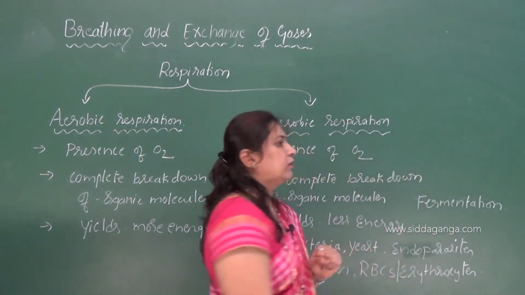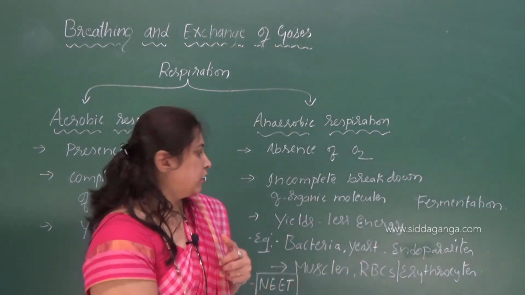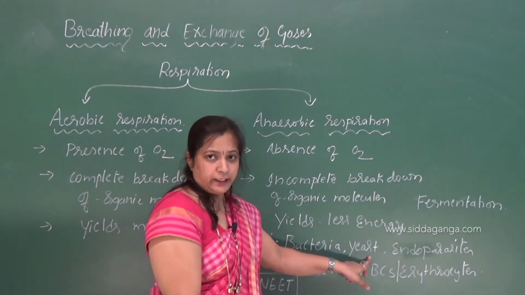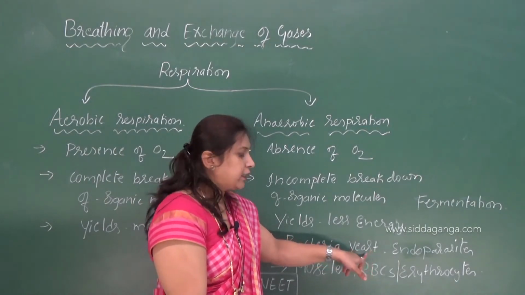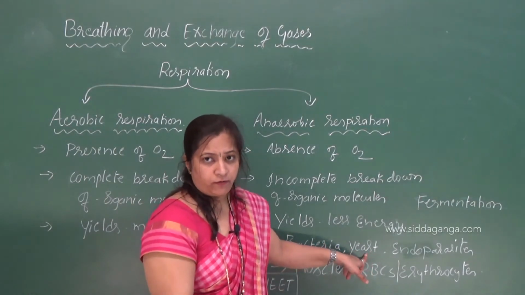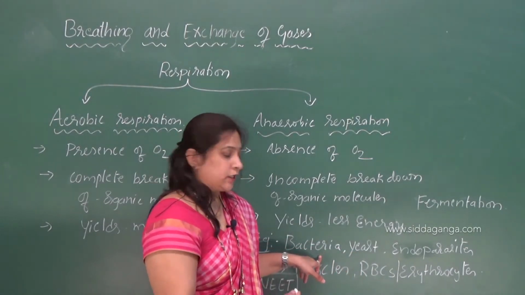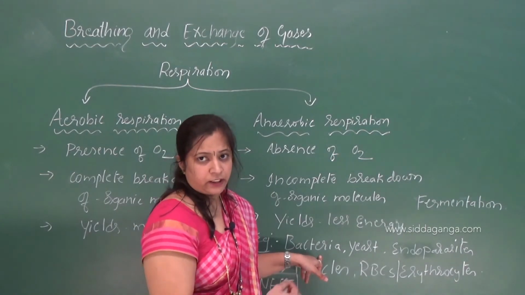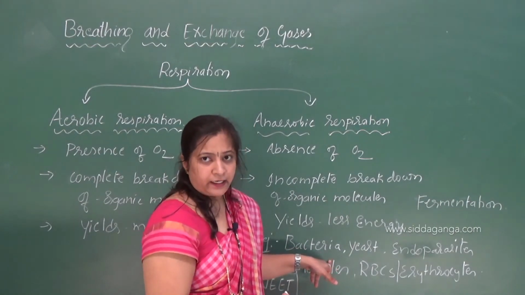So you might have heard of alcoholic fermentation and lactic acid fermentation. Alcohol fermentation occurs in yeast, where the end product formed is ethyl alcohol, so accordingly it is called alcoholic fermentation. And some bacteria carry out lactic acid fermentation, where the end product is lactic acid.